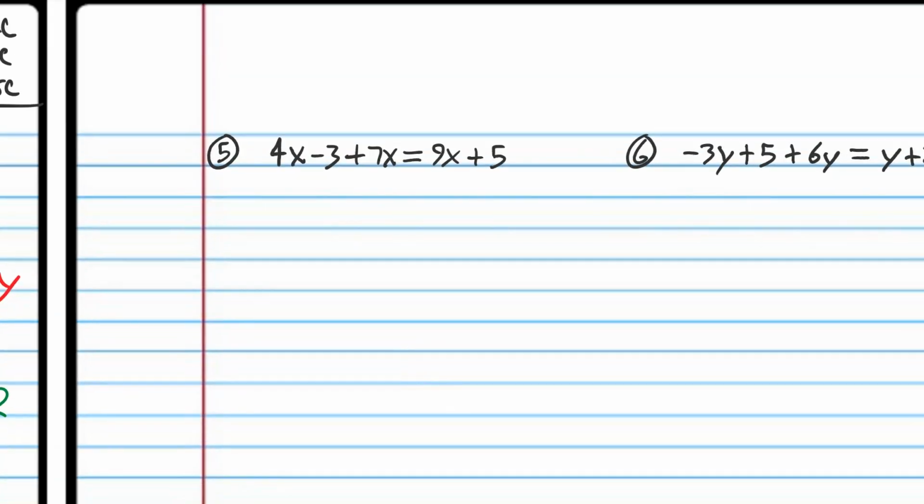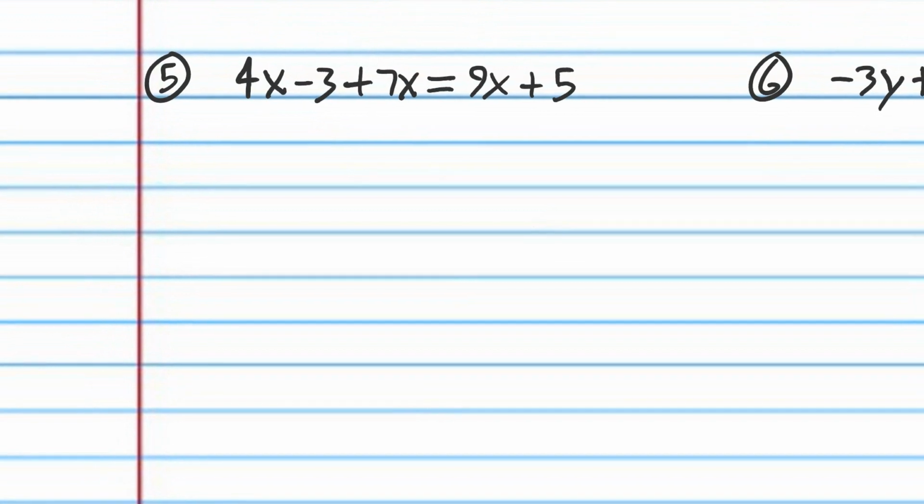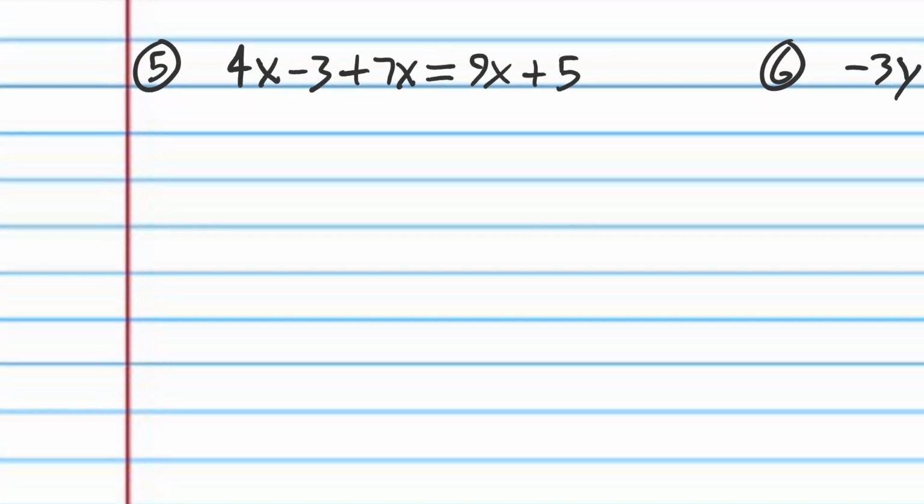All right, number 5. In number 5, like number 3, we have simplification in the first step. So the first step is to simplify 4x and 7x. We can combine those terms to get 11x. So I didn't have to rewrite the equation on the first step.